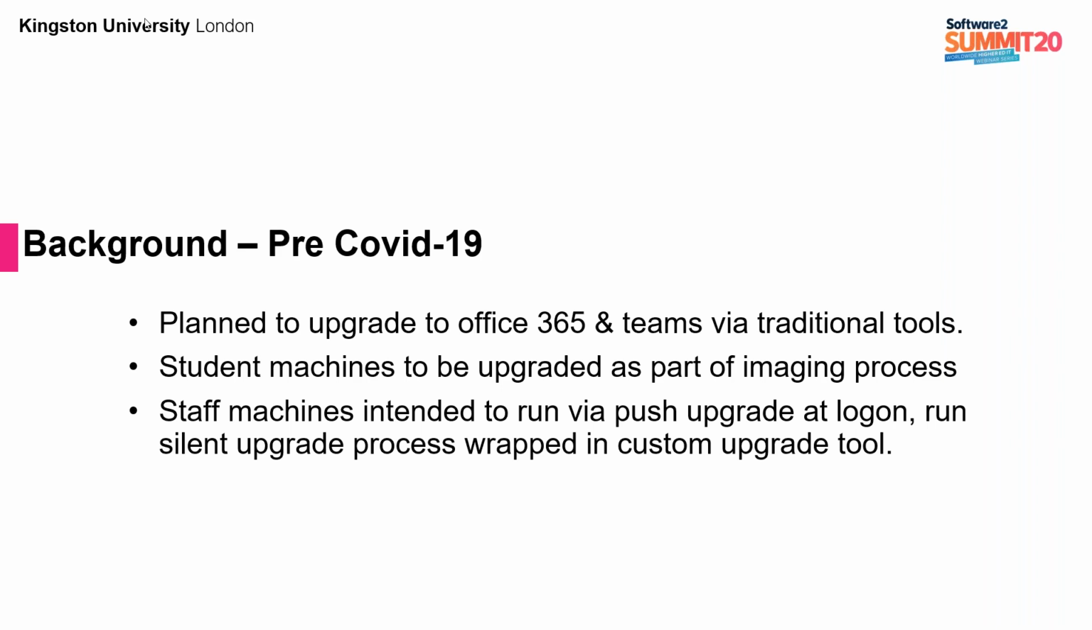So the original plan was to use our traditional management tools. Student machines would be upgraded as part of a re-imaging process that we do every year. Staff machines, we would push the upgrade when someone logged in, run a silent Office 365 upgrade to give them Word 365, Teams, OneDrive, all of those good technologies and so on. Because it was running as system, we would wrap that in a custom upgrade tool that we'd written. So all the plans in place, all of a sudden the world is a different place.